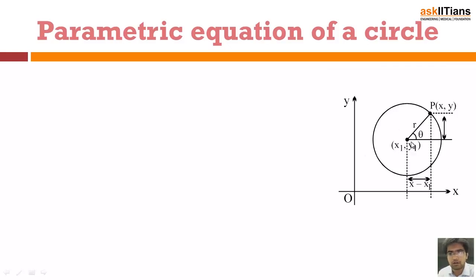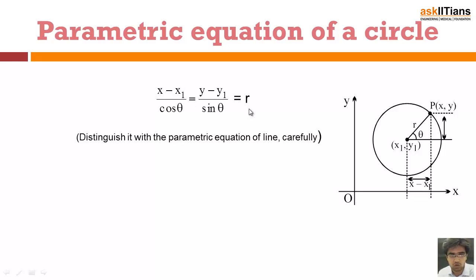If x1, y1 are the coordinates of the center, then obviously any point P lying on the circumference will be at a distance r, but we want to express these points. So let's say I take an angle theta with the horizontal, and I say that the point (x, y) is present at a theta angle from the horizontal and at an r distance from (x1, y1). So theta is the slope of this line PC, where C is the center. By using the concept of straight line, we can say that (x minus x1) upon cos theta is equal to (y minus y1) upon sin theta is equal to r.